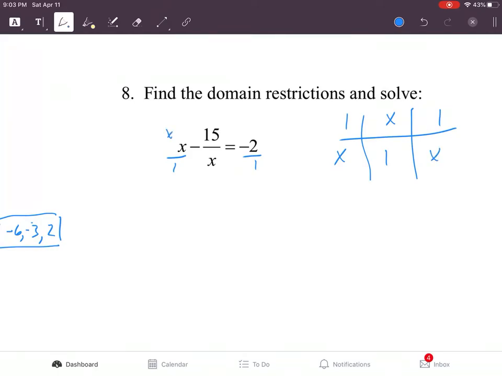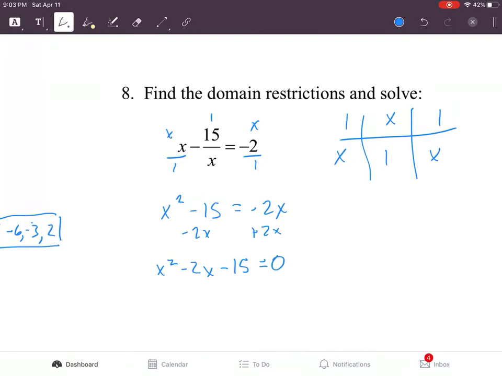So what we're going to do is we're going to have x here. We're going to multiply this 15 by 1, and then the negative 2 by x. So if we multiply all our numerators together with the things that we're missing, we're going to get x squared minus 15 equals negative 2x. Okay, now what we're going to do is set this equal to 0 by adding 2x to the left side. So we have x squared minus 2x minus 15 equals 0.